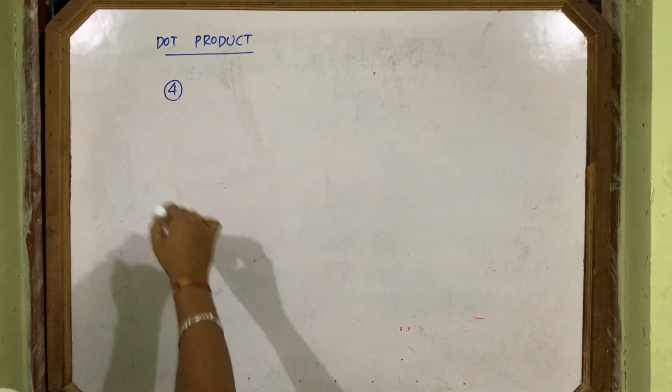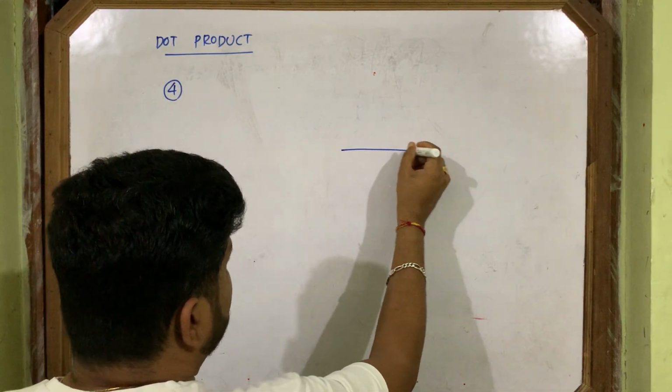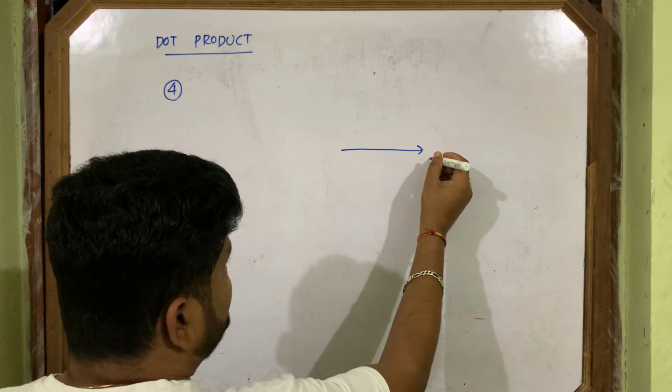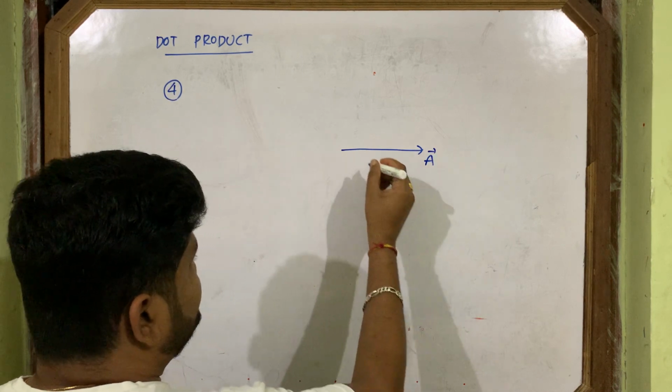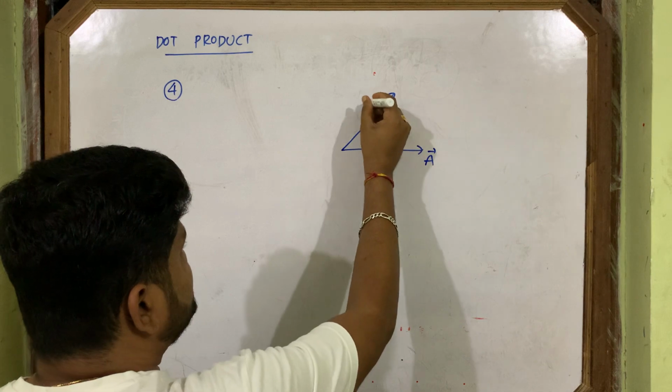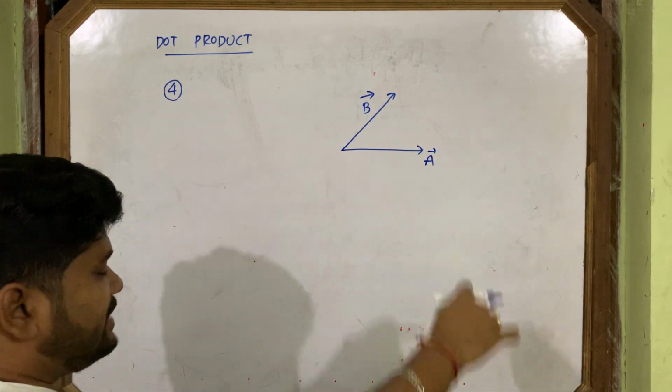Application number 4. Suppose this is one vector. Suppose this is the a vector. This is suppose the b vector.